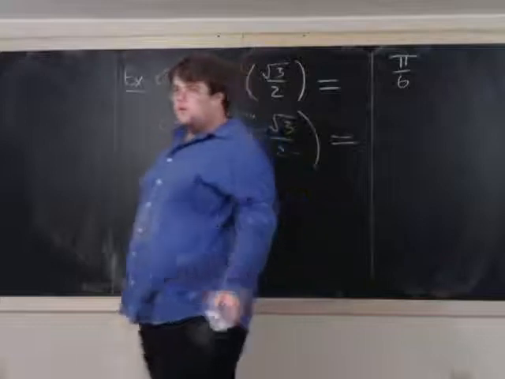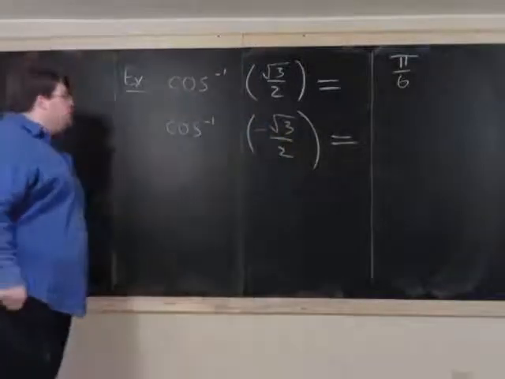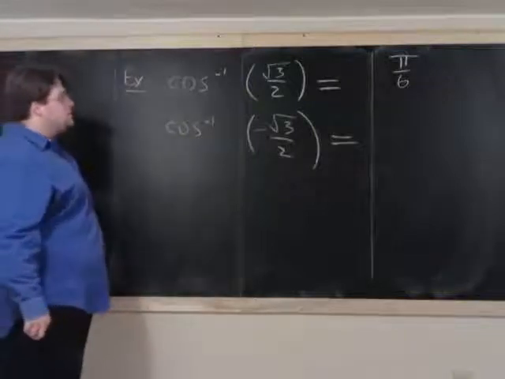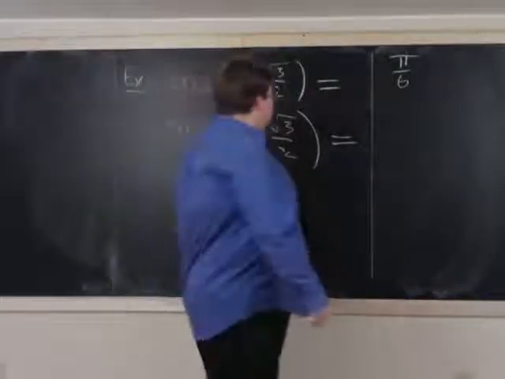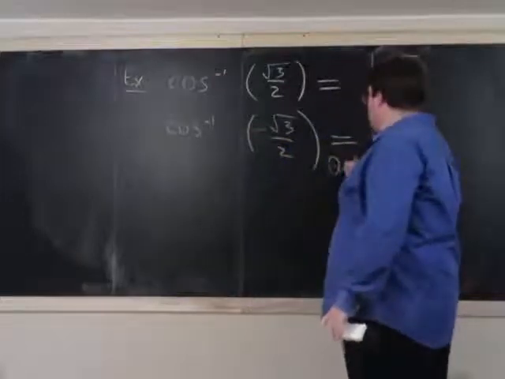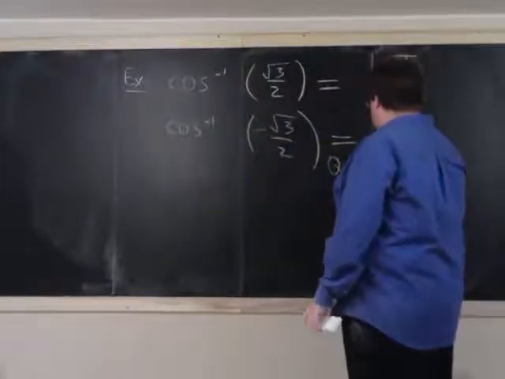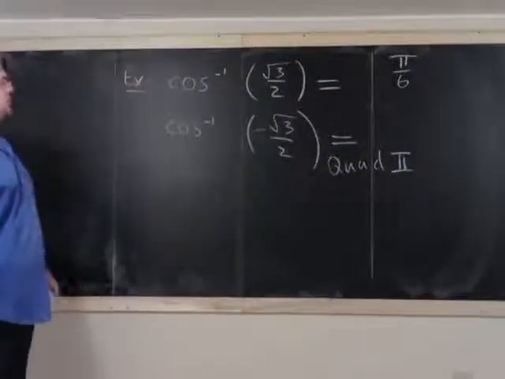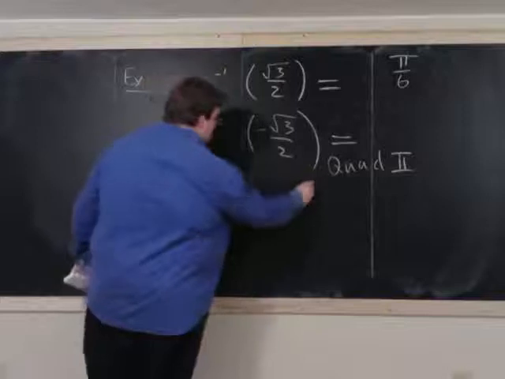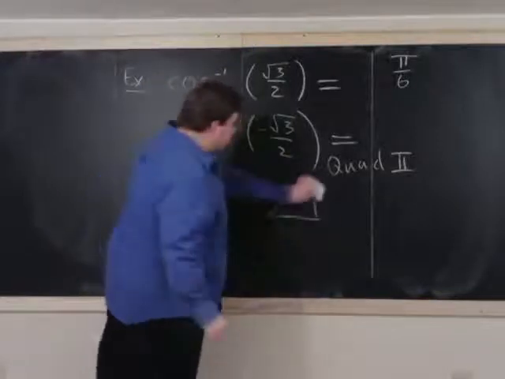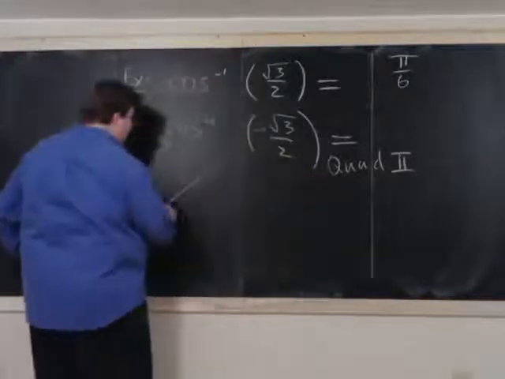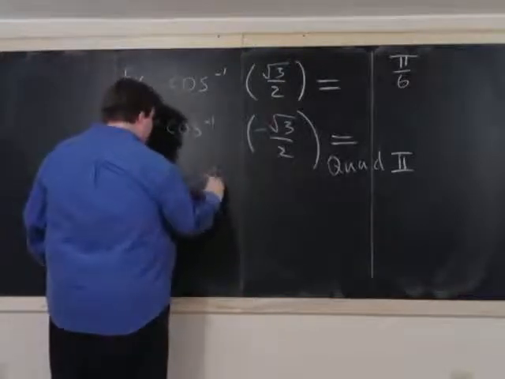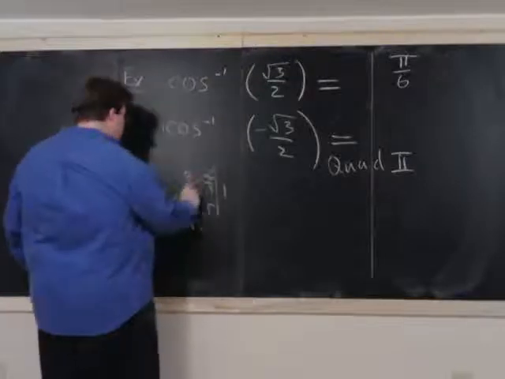What we can do is look at our domain restriction. We restrict the domain to quadrants 1 and 2 for cosine in order to define inverse cosine. Right here we have a negative. Cosine is negative in quadrant 2. So we know our answer is going to be in quadrant 2. And again, we're going to use this triangle. Pi over 6, pi over 3, pi over 2. 1, root 3, 2.